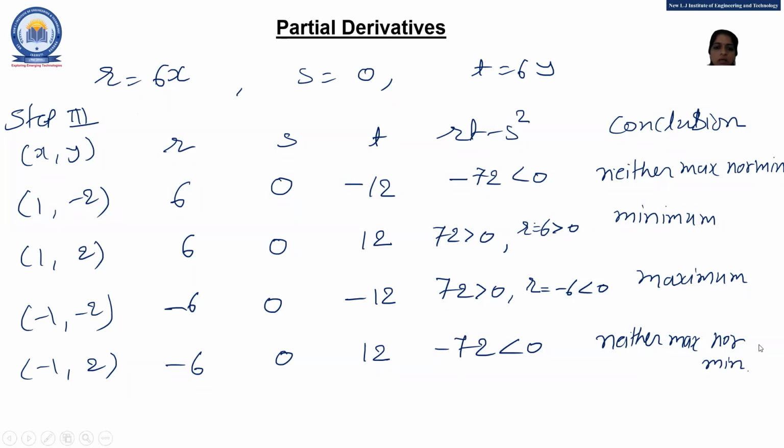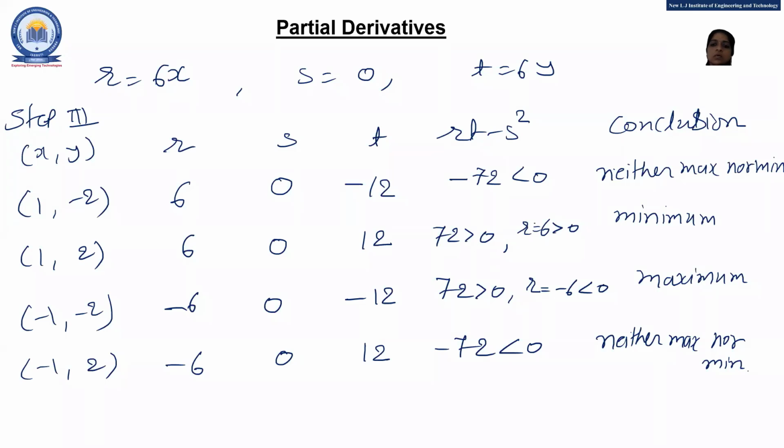Okay, students, have you any doubt in this step? Please confirm. Let me know in the chat box. Have you any doubt in this step? No doubt. Okay.